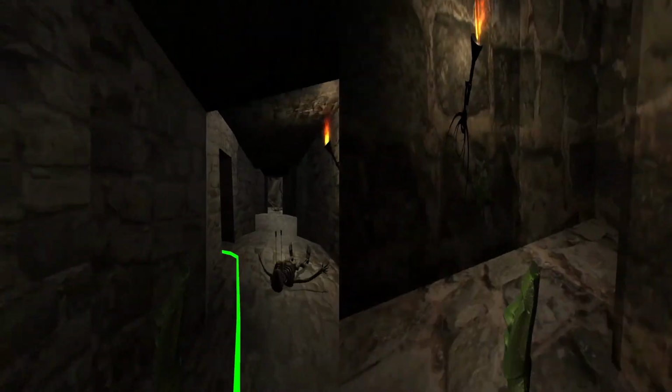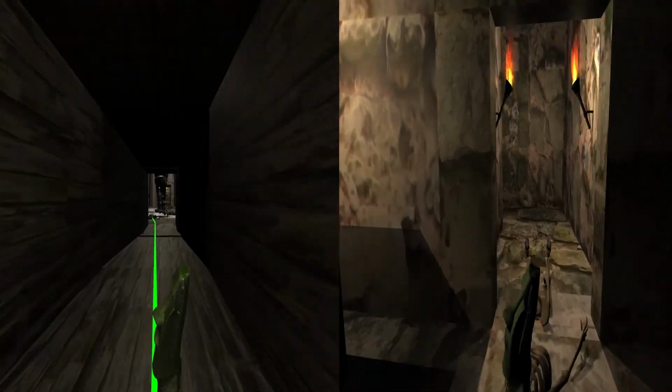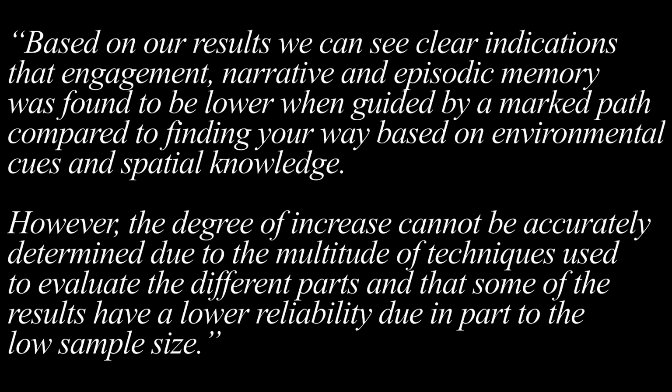Based on these results, we derived a list of main points in order to conclude and answer a final problem statement, which became that: based on our results, we can see clear indications that engagement, narrative, and episodic memory were found to be lower when guided by a marked path compared to finding your way based on environmental cues and spatial knowledge. However, the degree of increase cannot be accurately determined due to the multitude of techniques used to evaluate the different parts, and that some of the results have a lower reliability due in part to the low sample size.